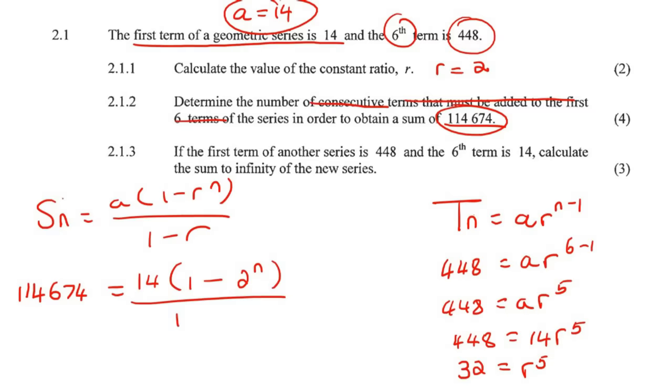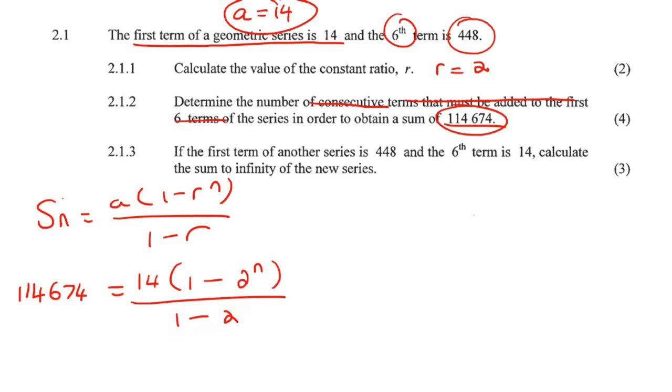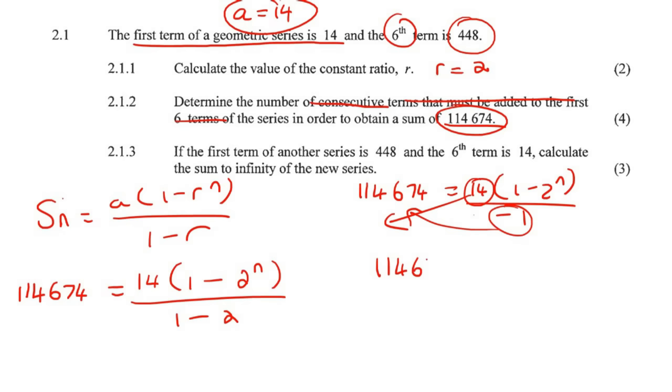Okay, now what I would do here is I would just say 1 minus 2, which is negative 1. So we could say 114674 equals to that over that. I would then multiply this number to there and divide this number down there. So you're going to end up with 114674 multiplied by negative 1 over 14. And then on the right, we're just going to be left with that. I would then go ahead, type that on my calculator.